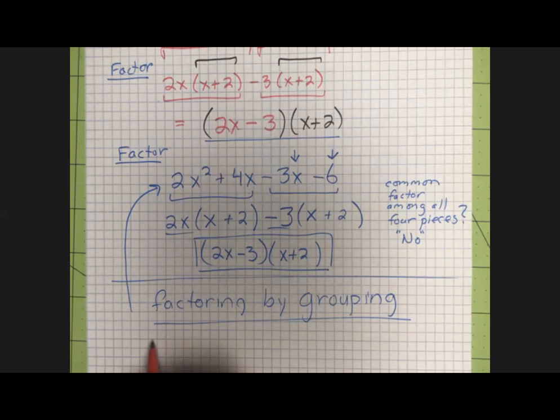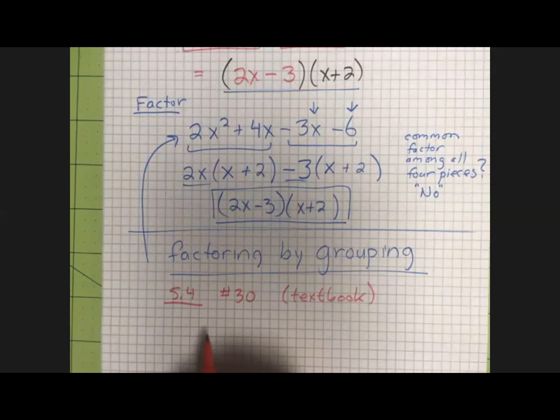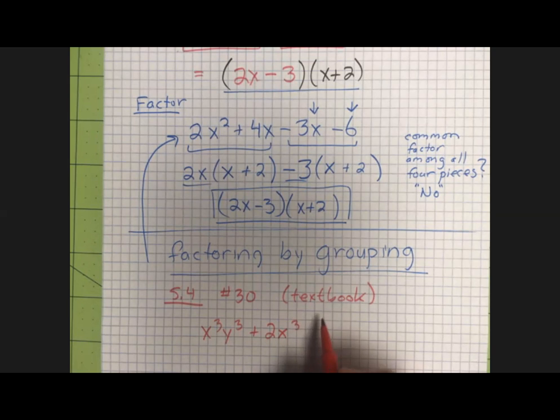Now, just as a sample, look at section 5.4. I'll pick out problem number 30 in the textbook. And let me write this down, then we'll take a little break. Say I got x cubed y cubed, plus 2x cubed, plus 5x squared y squared, plus 10x squared.